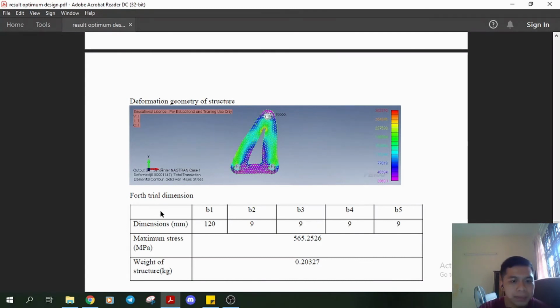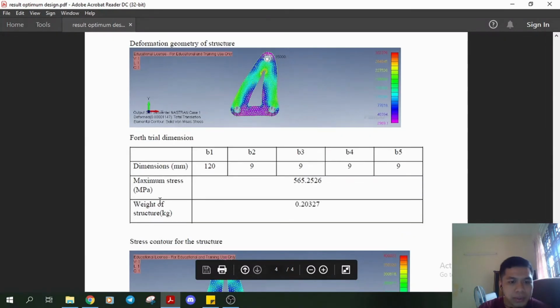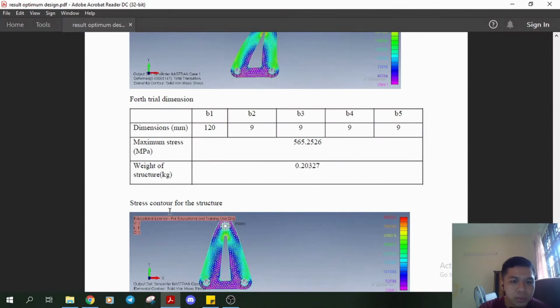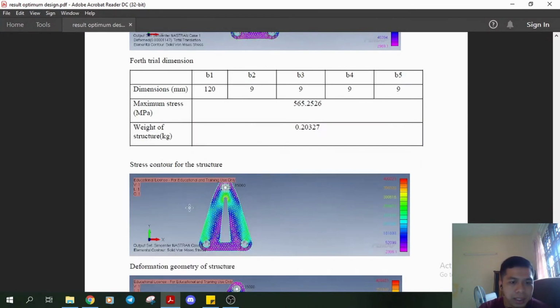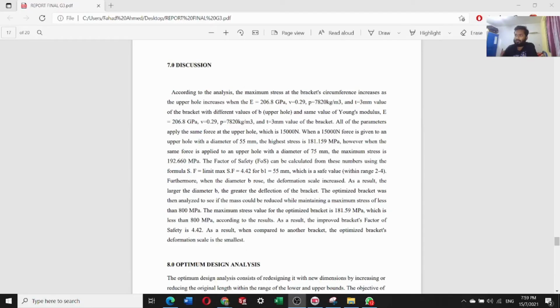Based on the trials that we have run in VMAP, we can see that the third and fourth trials are better than the first and second trials, since the maximum stress is a bit higher, which is 500 megapascal, and it is not exceeding the limit of 800 megapascal. We can also see the structure is 0.2 kilogram. So this is the stress contour for the fourth trial and the deformation geometry of the structure.